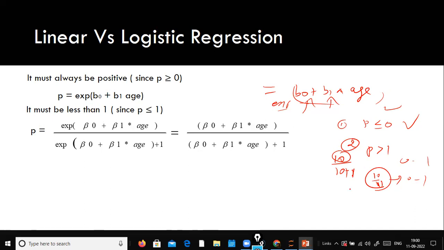You take any value in this world, okay? So 1000 divided by 1000 plus 1, it will be bounded between 0 and 1. See, they invented it like this, okay?